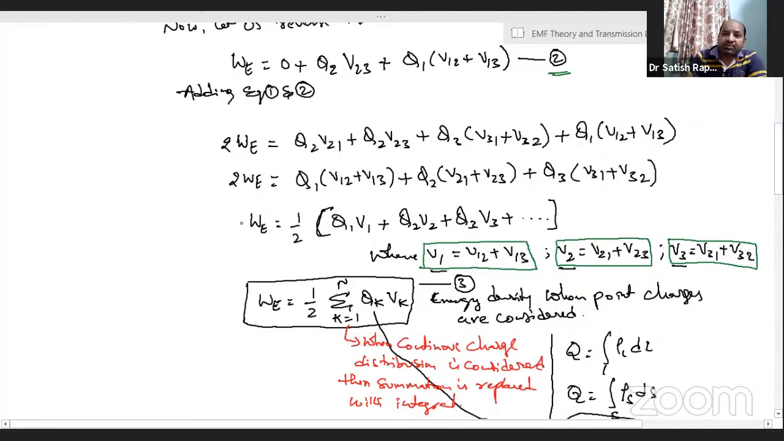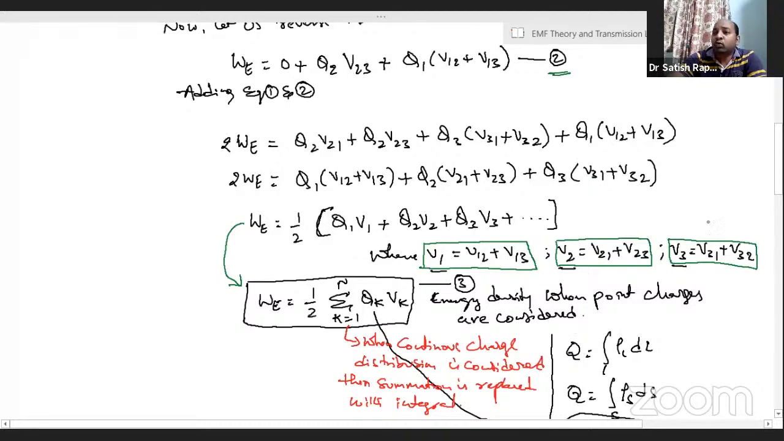So summing up this, you can write like this: W is equal to half summation K is equal to 1 to N, QK VK, right? So this is the total work or energy with respect to point charges, right? So if we consider continuous charge distributions, so what are the continuous charge distributions? Line charge, surface charge, volume charge, like that, right?